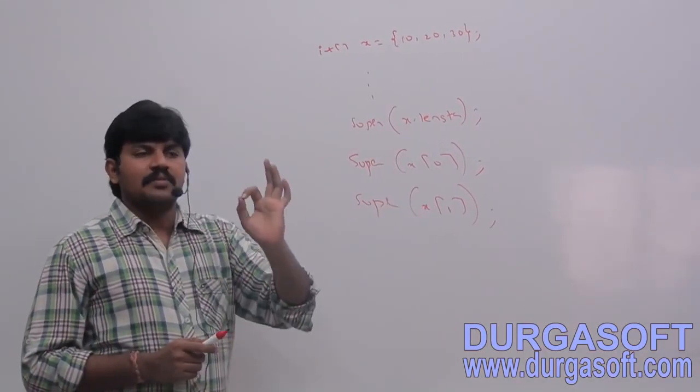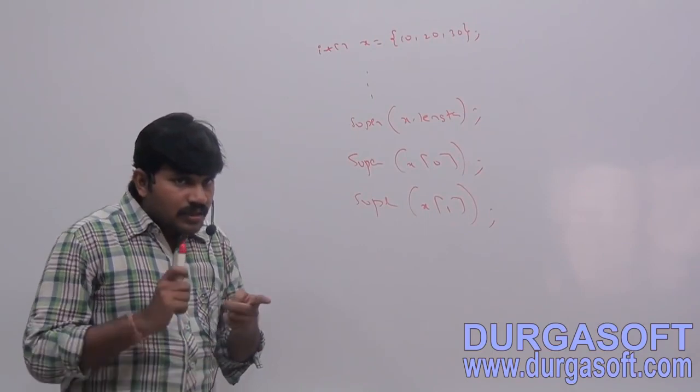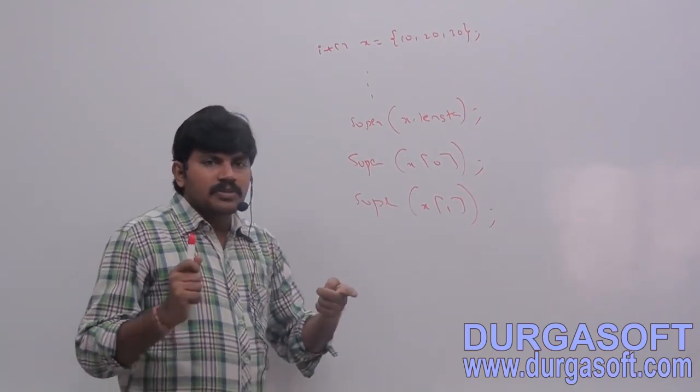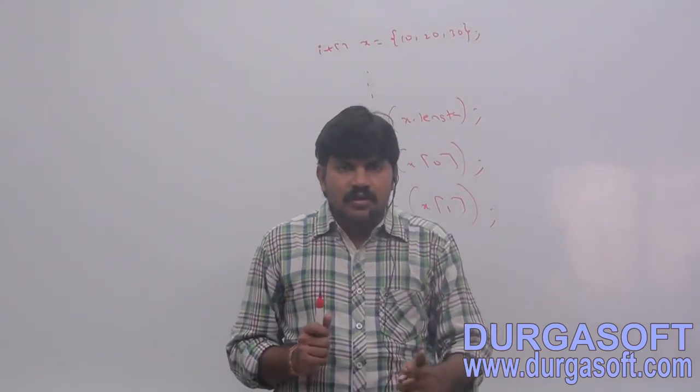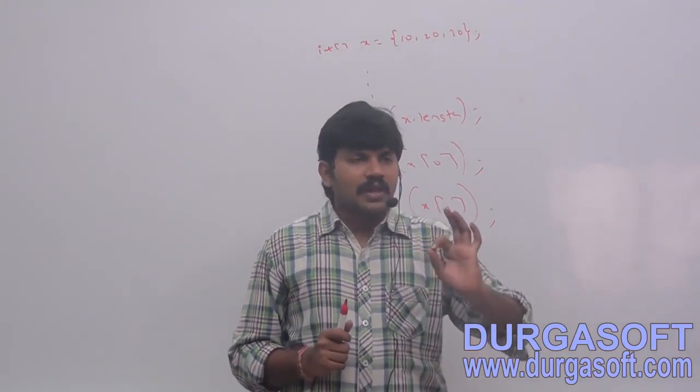Sir, what is an anonymous array? An array without a name. What is the purpose of an anonymous array? Just for instant use or one time usage, right?